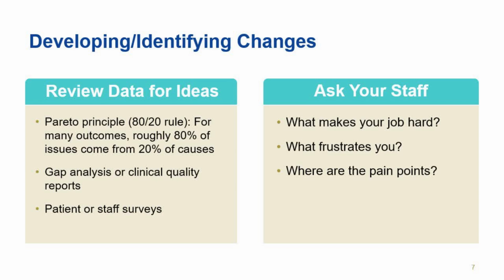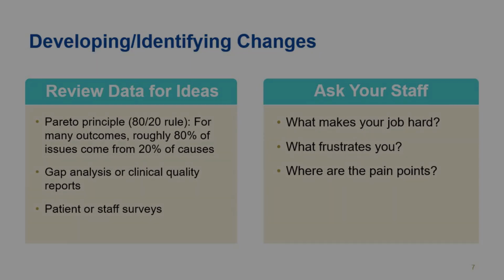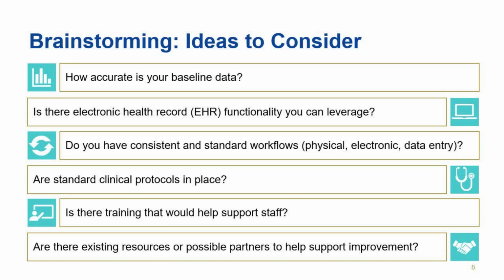When performing the brainstorming activities, make sure to include staff members who are closest to the work. Use them to help generate suggestions or changes to test to help reach your aim. Here are just some questions to consider when brainstorming. Sometimes these questions can spark a discussion among your team that can lead you to ideas or changes to test.